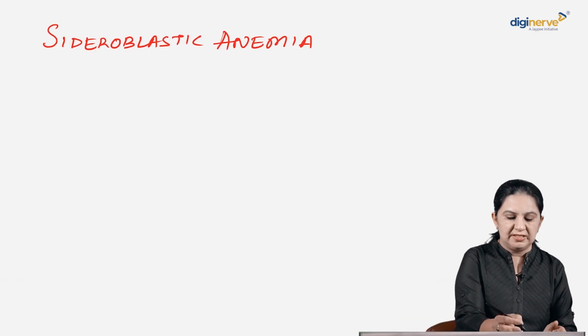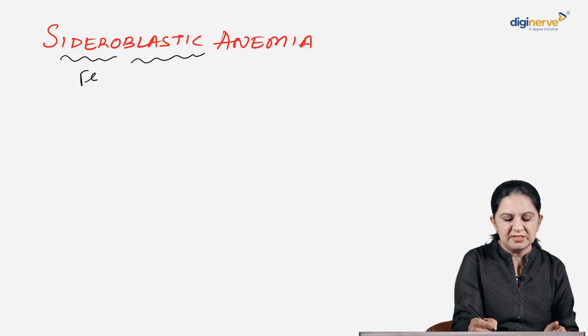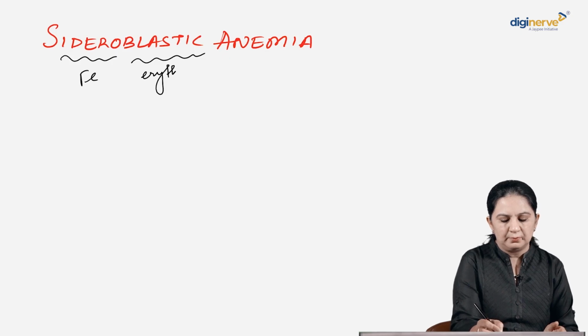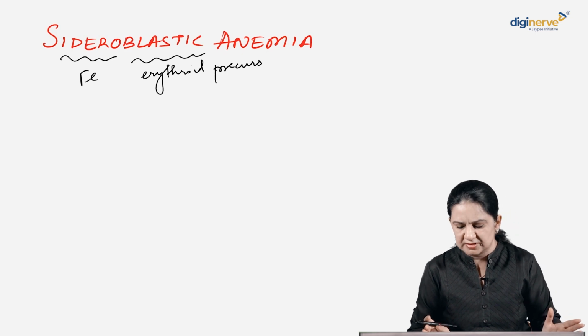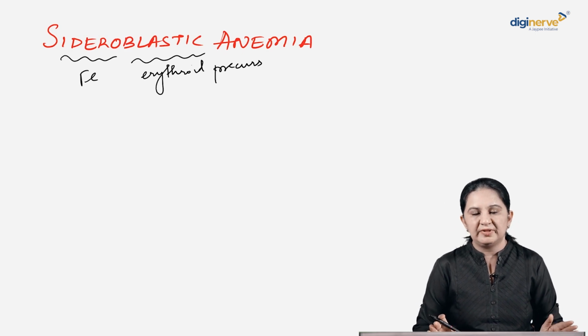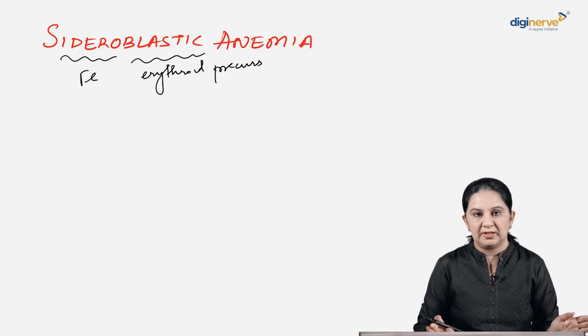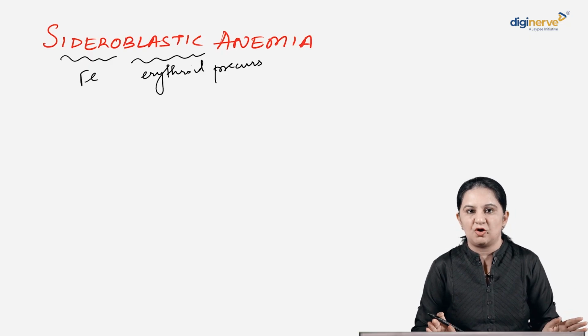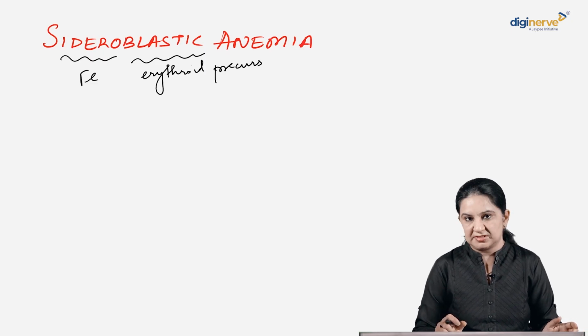Coming to the next microcytic hypochromic anemia, that is sideroblastic anemia. Sideroblastic anemia, as the name suggests, sidero means iron, blastic means erythroid precursors. So, what will you see here? Iron in the erythroid precursors. Please remember, as such, there is no iron deficiency in sideroblastic anemia. Iron is normal, but the only problem is hemoglobin is not synthesized here.